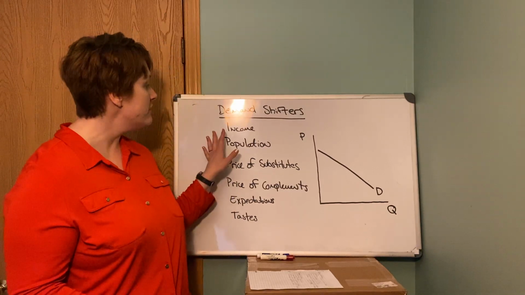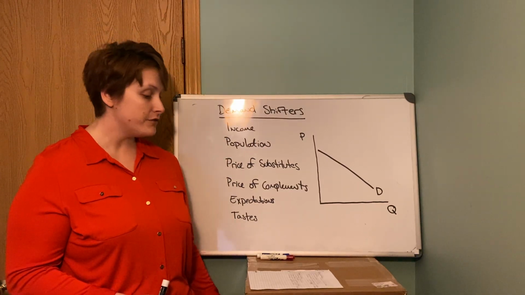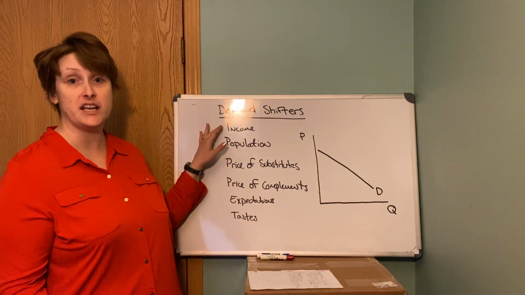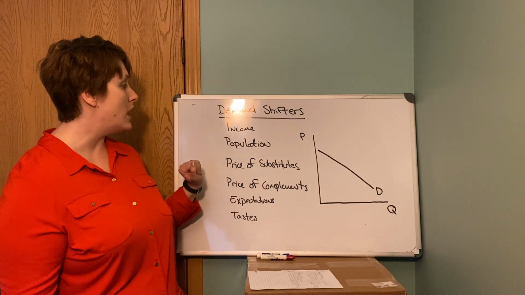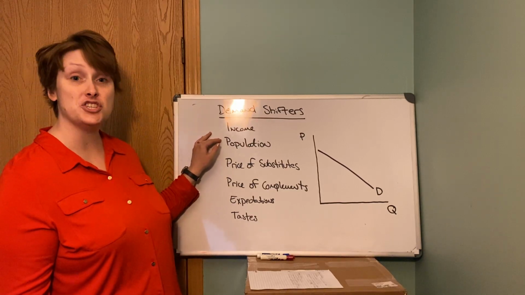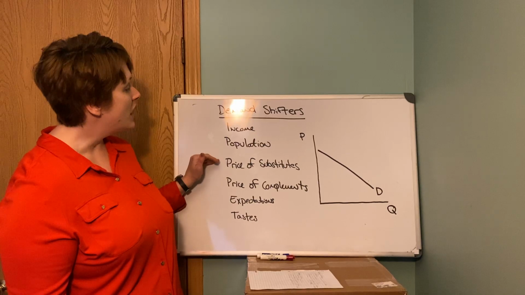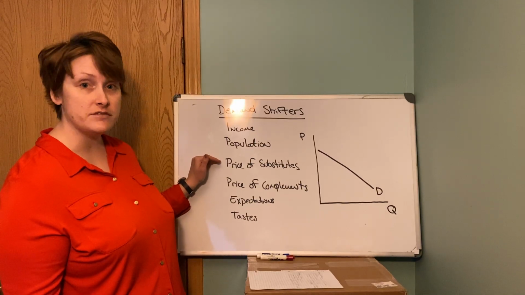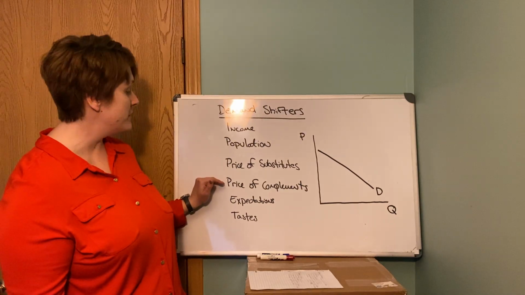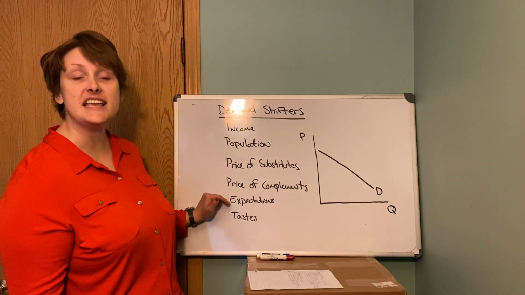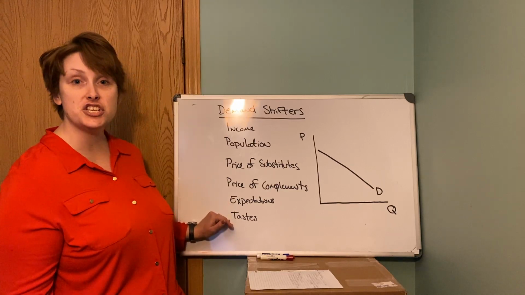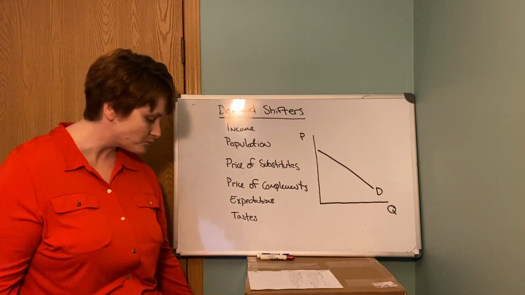So the first thing that can shift our demand curve is a change in income. We will look at all those situations one by one. We could have a change in the population, a change in the price of a substitute good, a change in the price of complements, changes in expectation of future supply, and changes in taste.